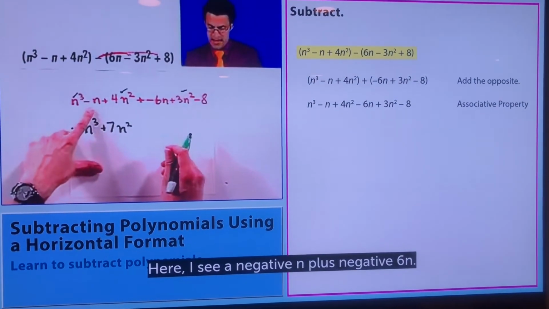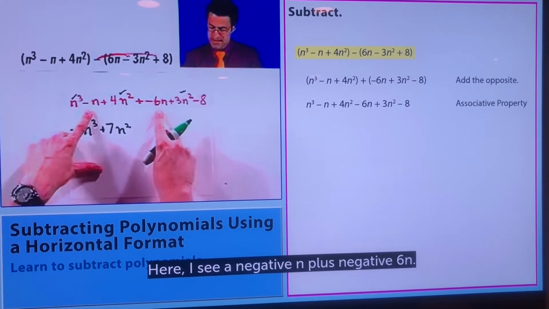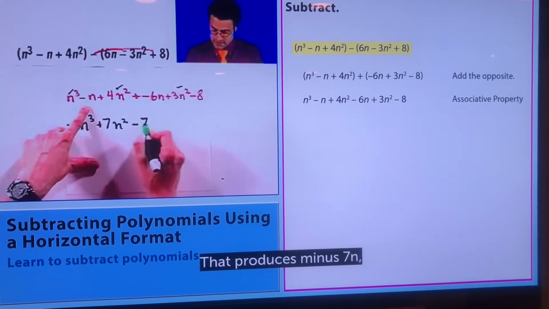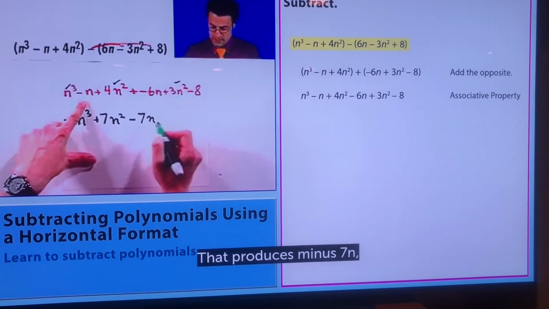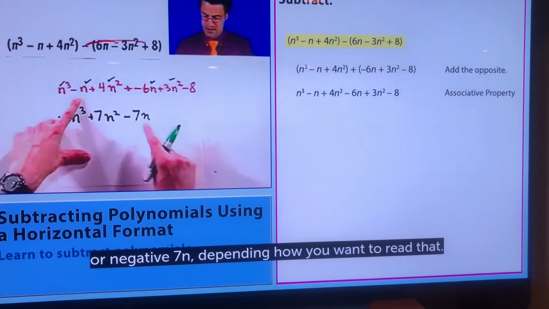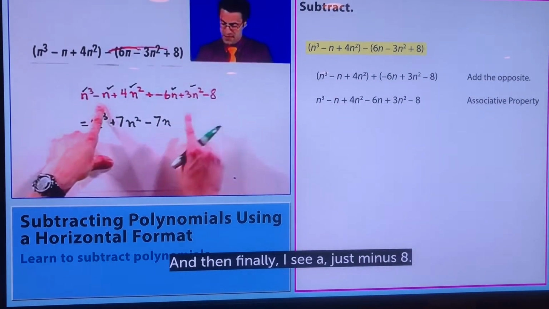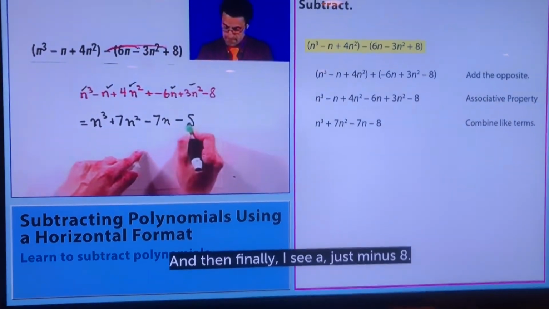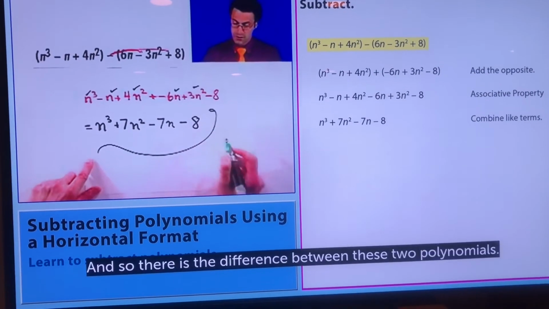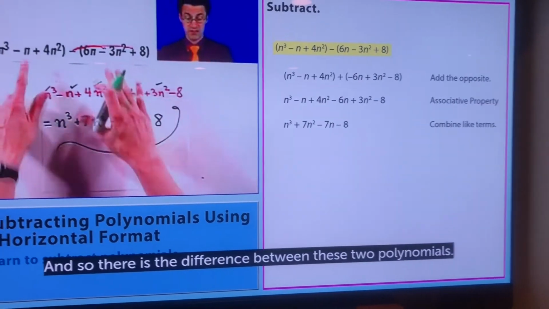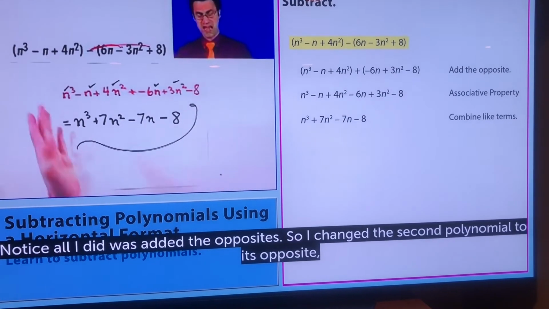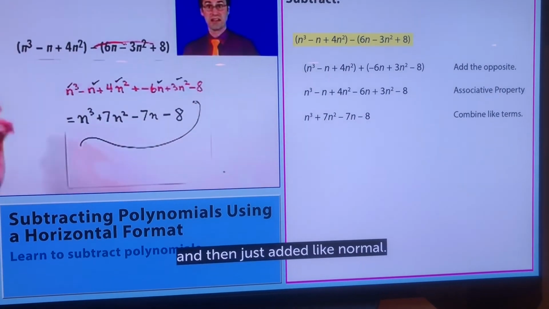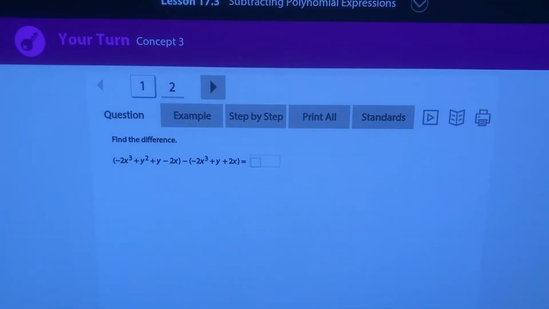Here I see a -n plus -6n, that produces -7n, or negative 7n, depending on how you want to read that. And then finally, I see just minus 8. And so there is the difference between these two polynomials. Notice all I did was add the opposite. So I changed the second polynomial to its opposite and then just added like normal. So here's one for you to try as a practice problem.